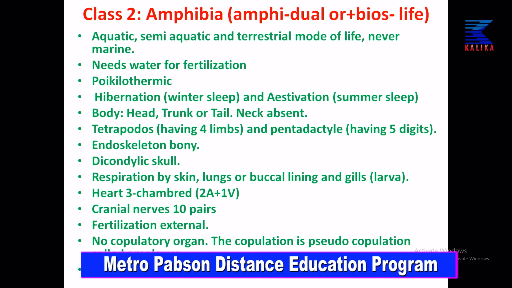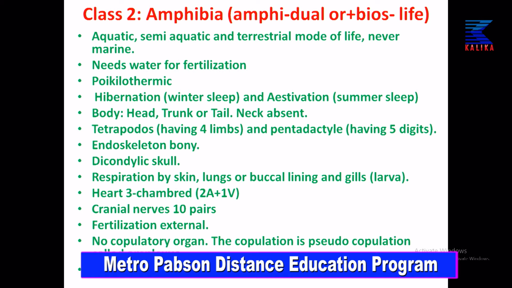Well, so class 2, Amphibia. Amphi means dual, and bios means life. An animal that has dual life can live in water as well as on the land. They are said to be amphibia. But the definition has been changed a bit nowadays.